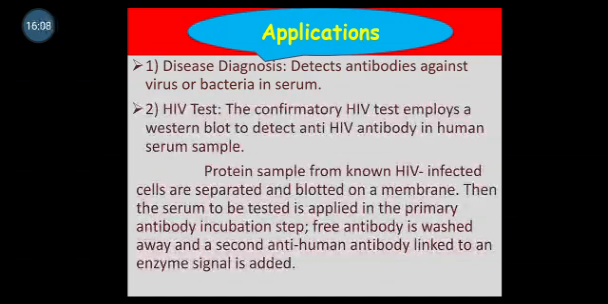Protein samples from known HIV infected cells are separated and blotted on a membrane. Then the serum to be tested is applied in the primary antibody incubation step. Free antibody is washed away and a second anti-human antibody linked to an enzyme signal is added.